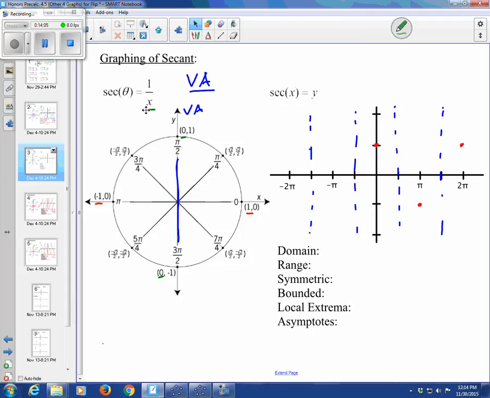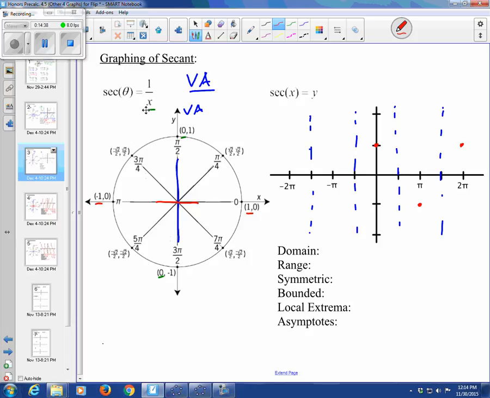If we look at rotations that land us on the x-axis, we can see that we're getting either 1 or negative 1. So at a rotation of 0, we're seeing the function value of 1 from 1 divided by the x value of 1. And at pi, we're seeing a function value of negative 1 for the secant ratio of 1 divided by negative 1, which would give us, of course, a function value of negative 1.